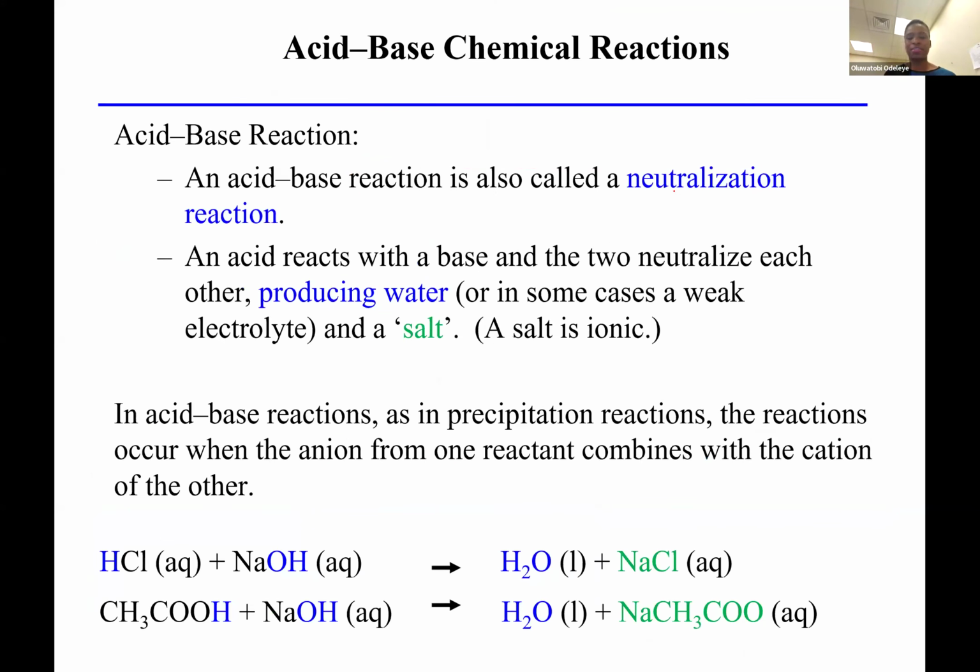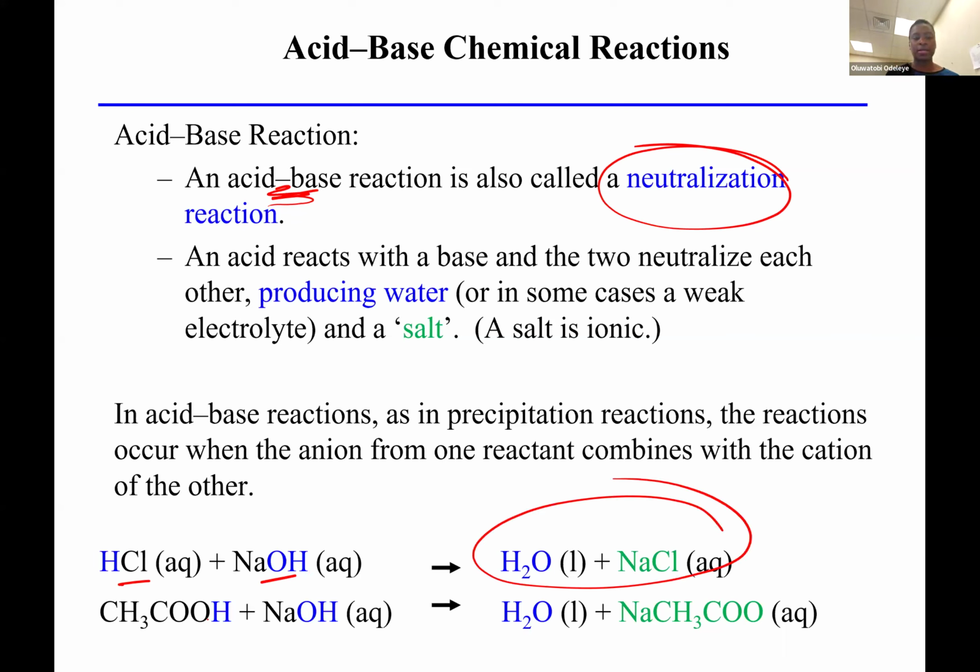Big thing here. You can pause it and read this. The big idea is that the reaction between an acid and base is a neutralization reaction. It doesn't matter what the pH is. The pH does not have to equal 7 for it to be a neutralization reaction. So HCl and NaOH form this, and acetic acid and NaOH form this.